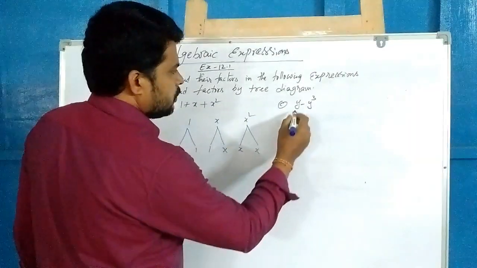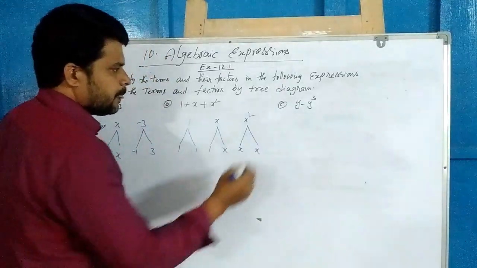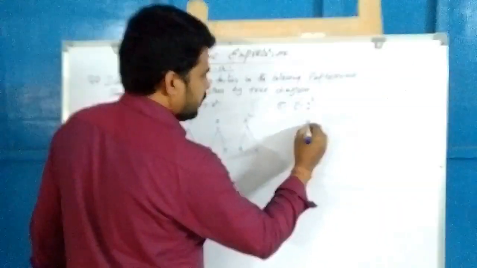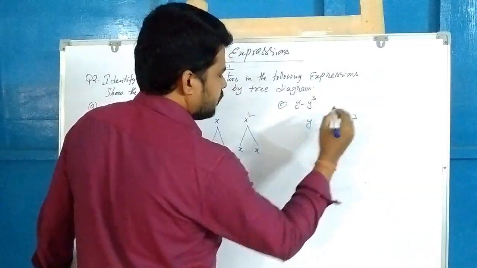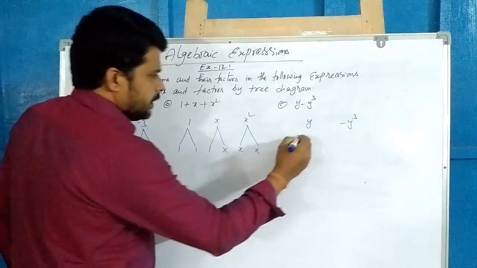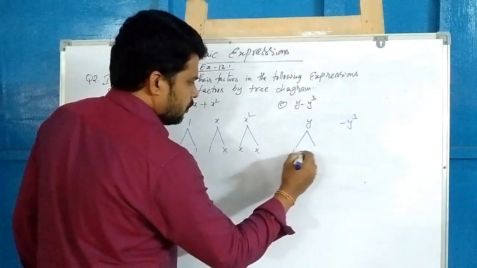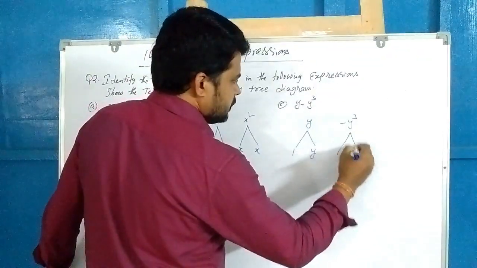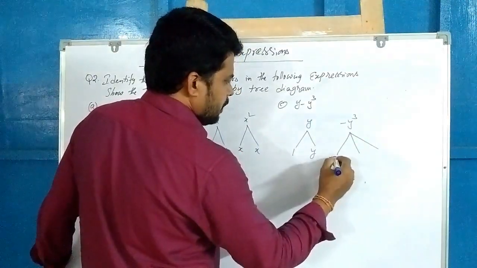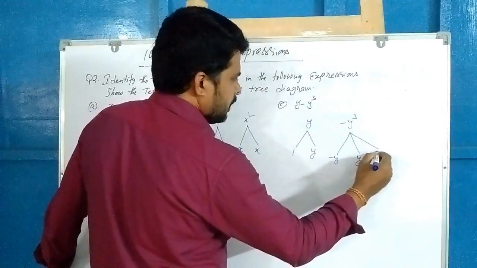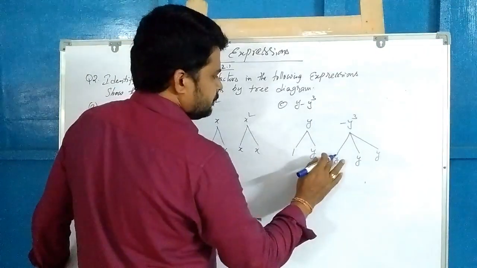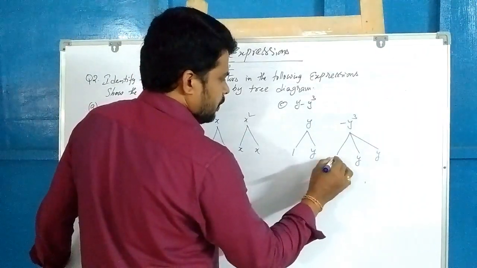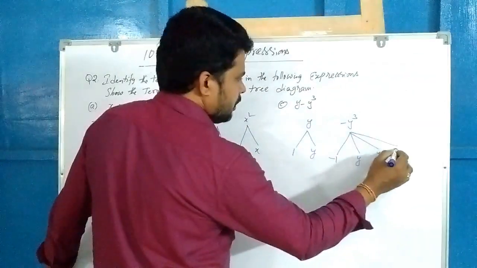Next, what is the third? y minus y power 3. So we have two terms, y and minus y power 3. So y is multiplied with 1 into y. So y power 3, that means minus 1, y, and also y.